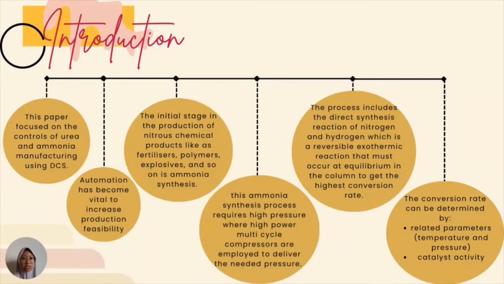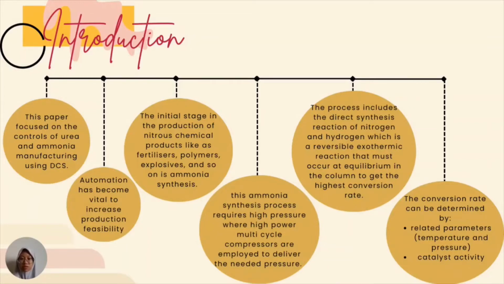So the initial stage in the production of nitrous chemical products such as fertilizers, explosives, polymers are based on ammonia synthesis. So this ammonia synthesis process requires a high pressure where high power multi-cycle compressors are employed to deliver the needed pressure. So this process includes the direct synthesis reaction of nitrogen and hydrogen that occur at equilibrium in the column to get highest conversion rate.